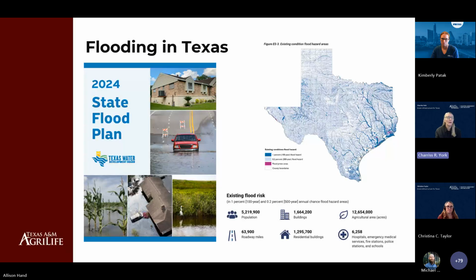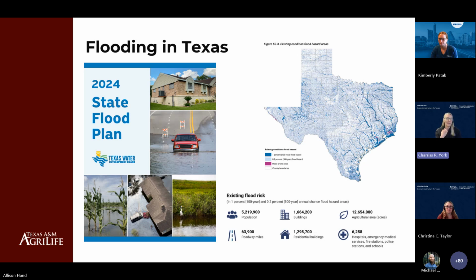So it feels like we are always talking about water in Texas. Is there too much? Is there not enough? The Texas Water Development Board was tasked by the state legislature to create the first flood plan for the state of Texas, which they put out in 2024. It's intended to be updated every 5 years and includes lists of projects that can be undertaken to reduce the flood risk for Texas residents.